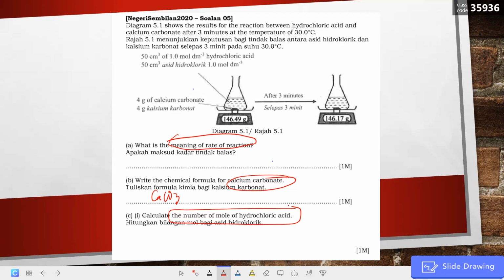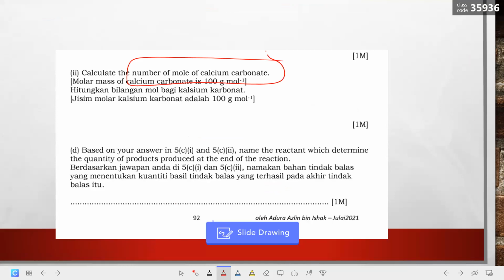Okay, so for hydrochloric acid, Heyman is correct. 50 times 1 over 1000. Teacher gets 0.05 mole. Always when it comes to calculation, please check me. My maths is very bad. And I always don't use a calculator, simply guess only. Correct or not? 0.05 mole? Yes, sir. Okay. Now they ask me the number of moles of calcium carbonate.